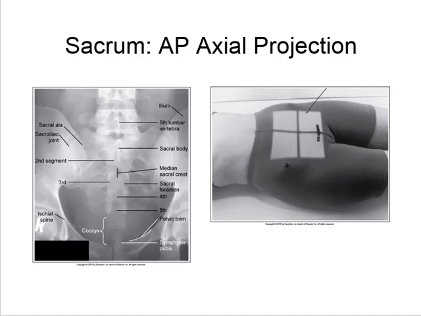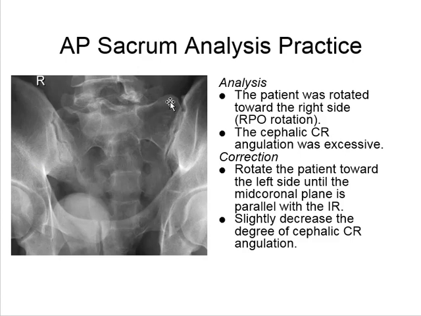You're going to evaluate rotation in the same way that you would evaluate for a pelvis. That would be to look at the iliac wings, look at the SI joints, look at the anterior pelvic bones, and look at the position of the sacrum inside of the ring of the pelvis.